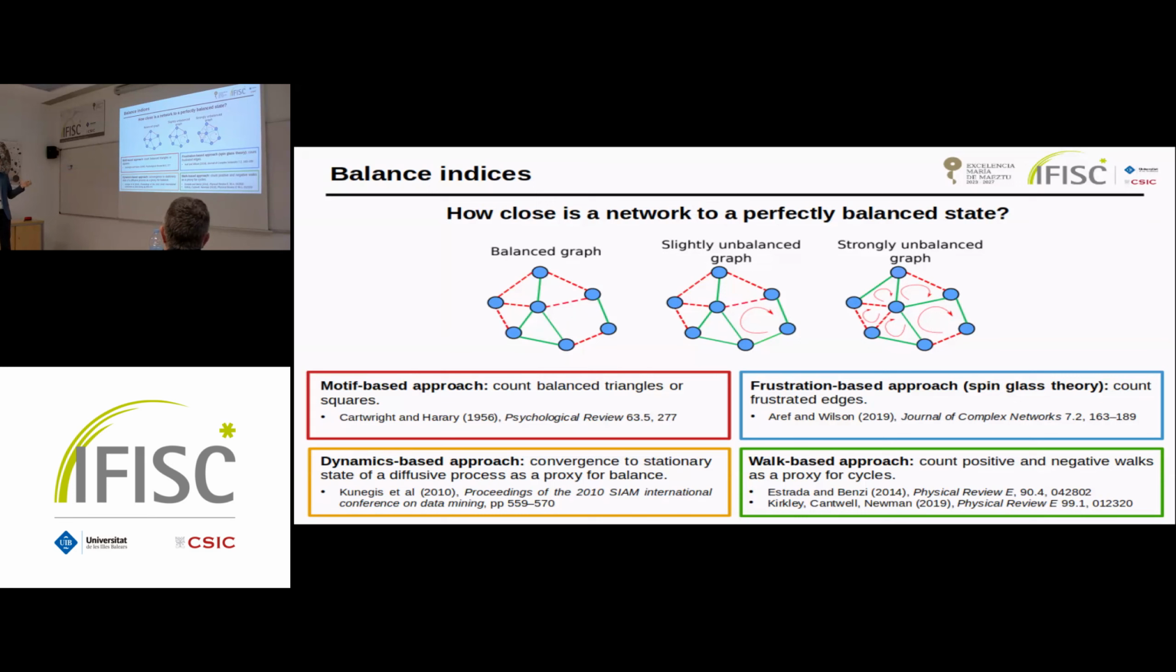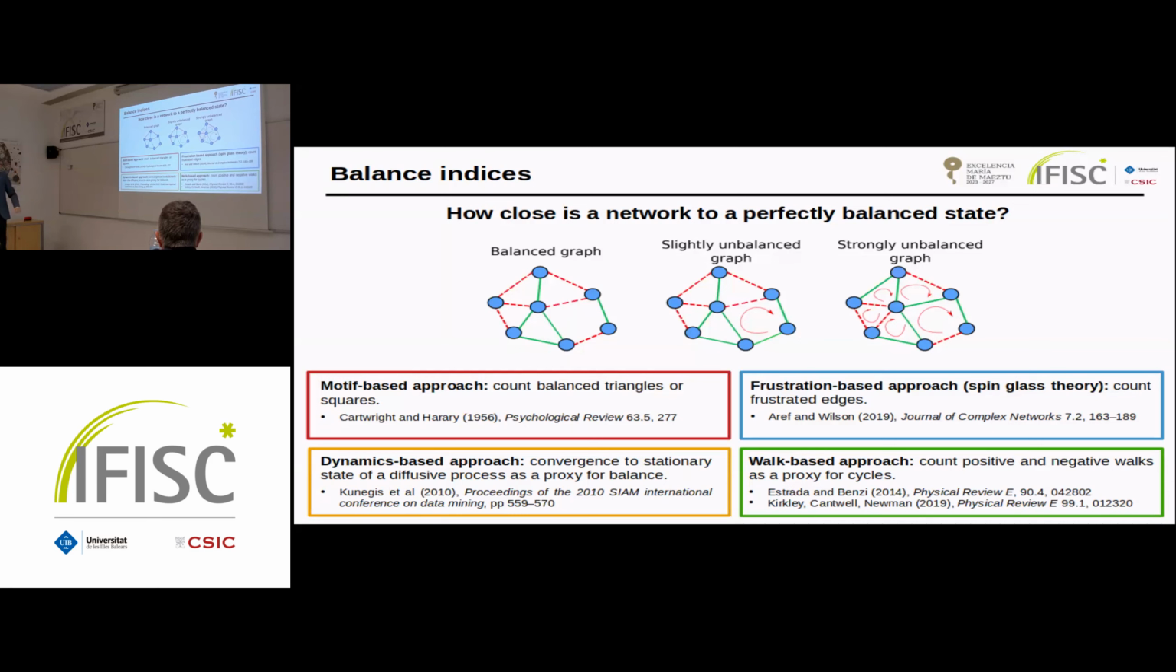We have the dynamics-based approach, which uses a diffusive process and looks at the convergence towards the stationary state as a proxy for balance. And finally, the most popular one, I would say, and also the one that we will use in this thesis, is the walk-based approach, which uses walks as a proxy for cycles to quantify balance.